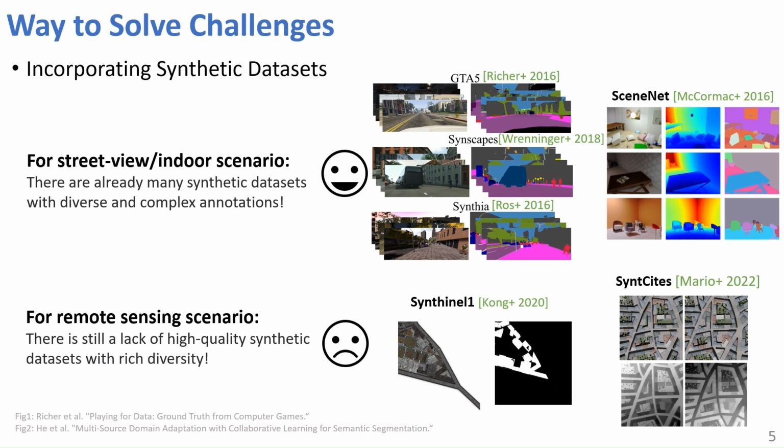The reason for this is that simulating high-resolution remote sensing images requires each pixel to represent a target within a 0.5 to 1 meter range. This means that creating a synthetic remote sensing scene demands a vast variety of 3D models, such as buildings and trees. From a CG perspective, this is much more challenging than simulating an indoor scenario or a street view scenario.